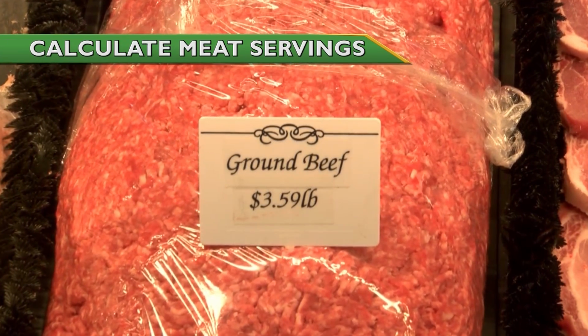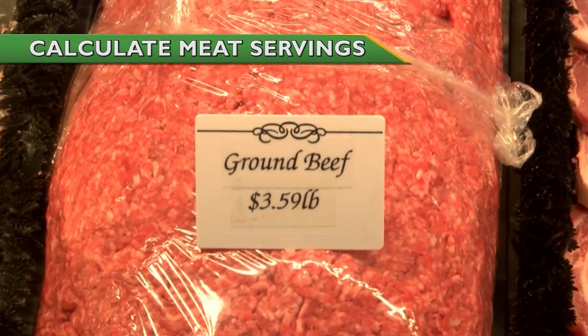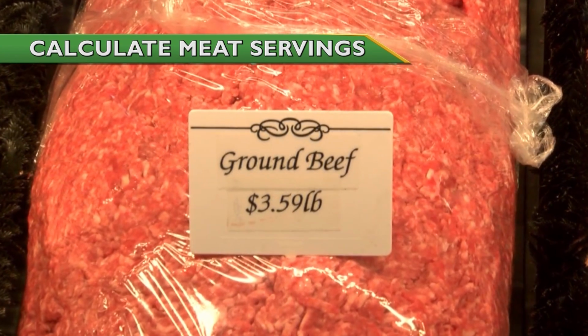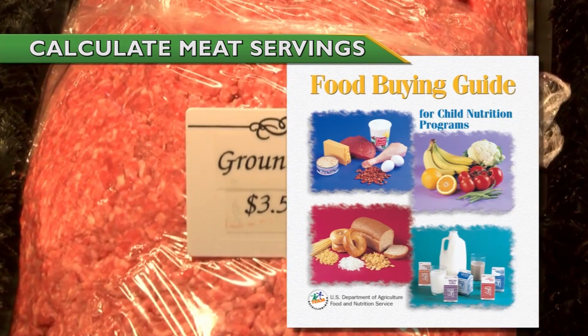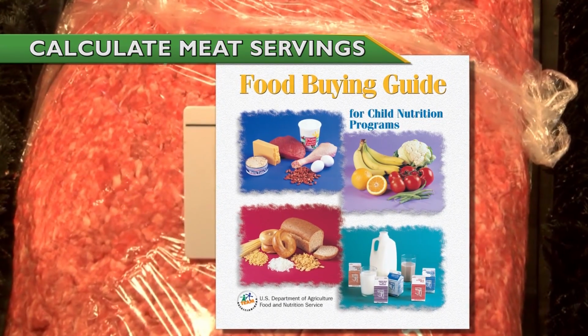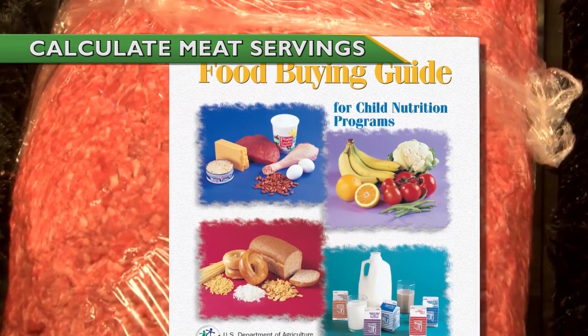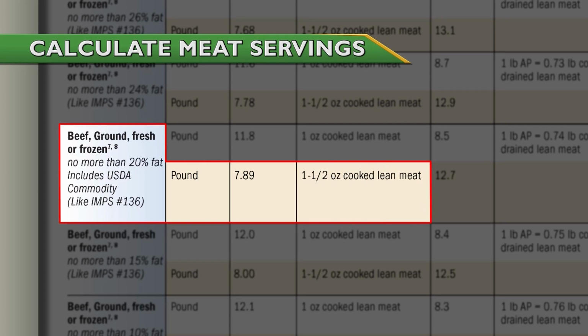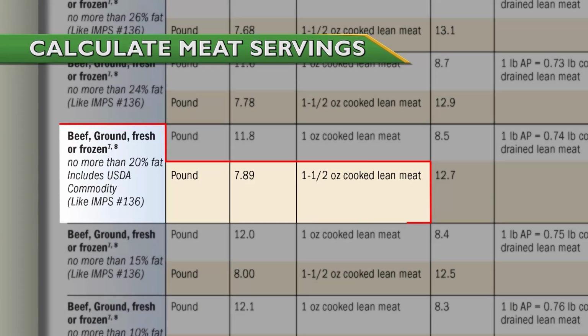To calculate meat servings, this example shows that 60 servings of ground beef are needed. Using the guide for meat alternates, included in the Food Buying Guide for Child Nutrition Programs, we find ground beef, no more than 20% fat, includes USDA commodity located in Column 1. Column 2 shows the purchase unit is a pound, and Column 3 indicates there are 7.89 servings of cooked lean meat in a pound. Column 4 indicates a 1 1/2 ounce serving size.